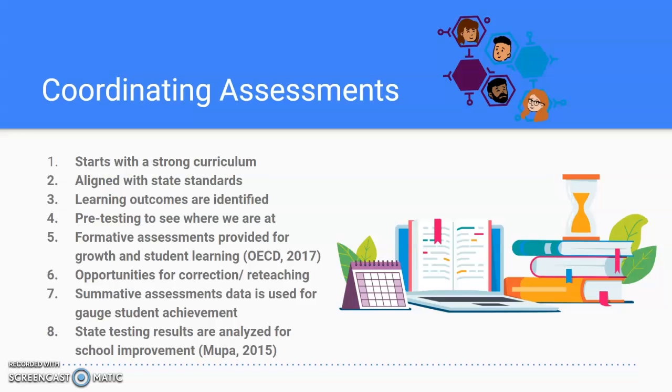Coordinating assessments. It all starts with a strong curriculum. That's number one. We are then going to align that curriculum with state standards. We're going to make sure that learning outcomes are identified that follow along with those standards.